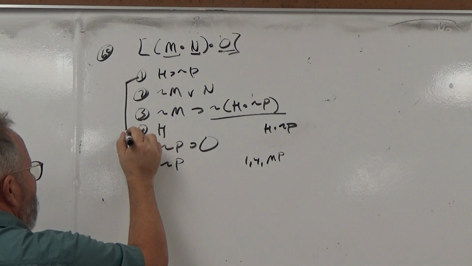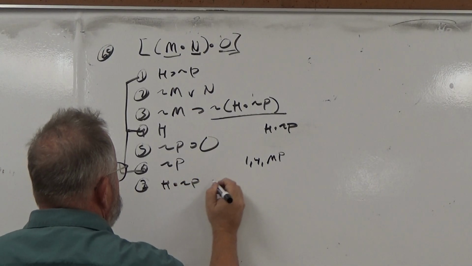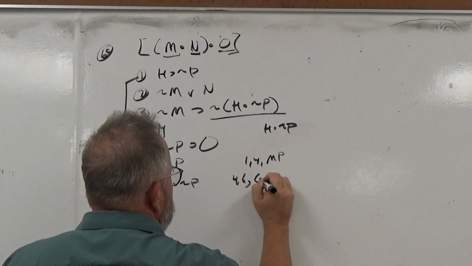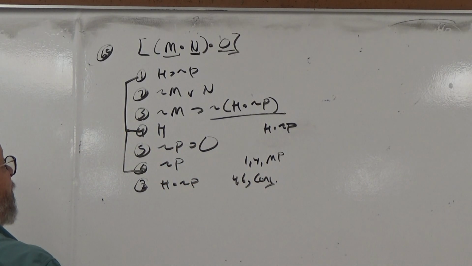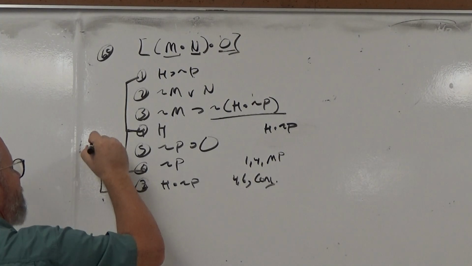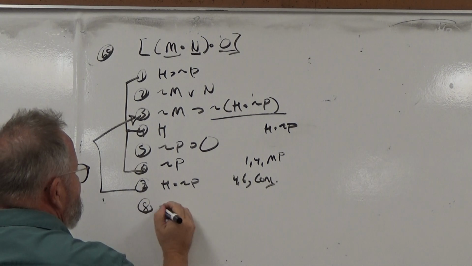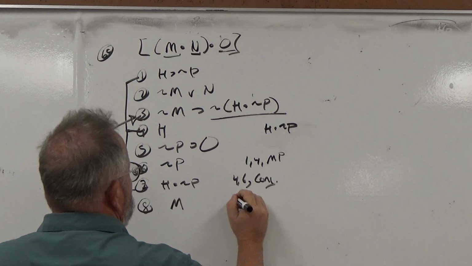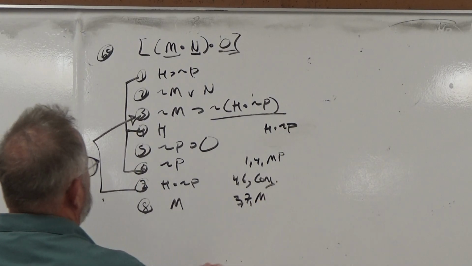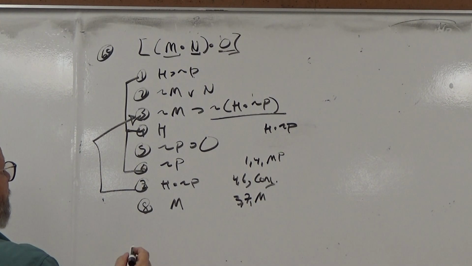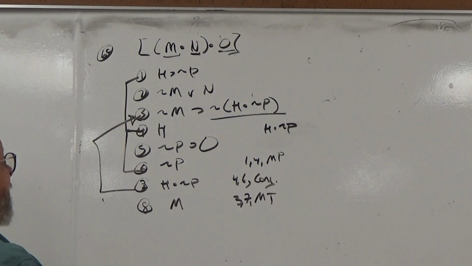And now I have these two parts, let me put them together. H and not P, 4 and 6, conjunction. Okay, we created a conjunction. So I have that, and I got that to do a modus tollens with line 3, 6, 7, 8. Gets me M from 3 and 7, modus tollens. Okay, so now I have my M.